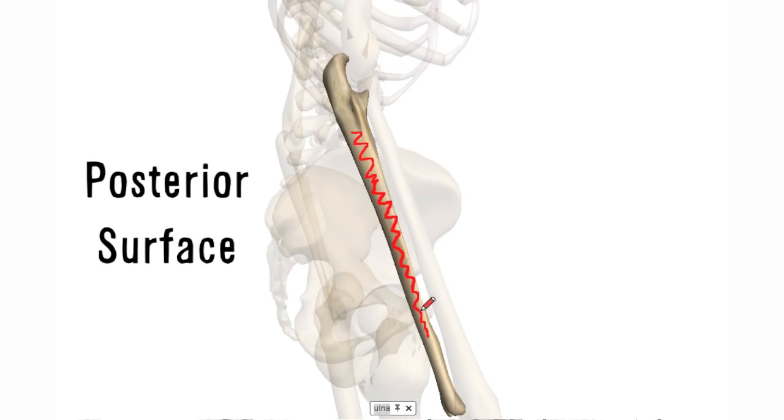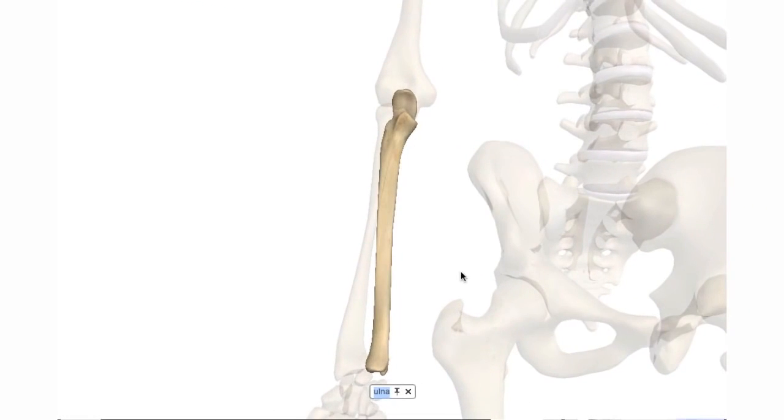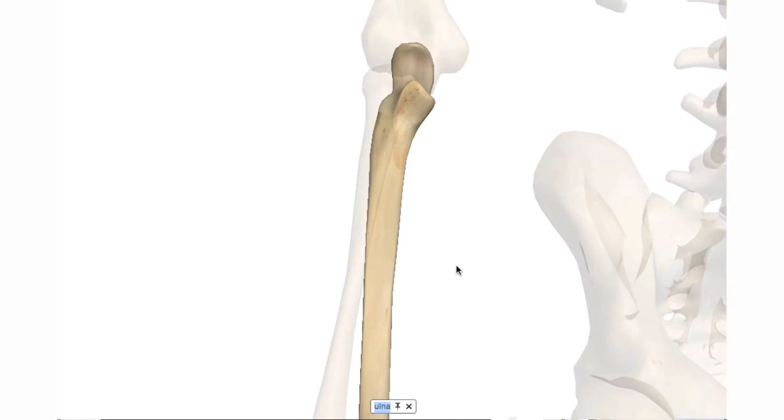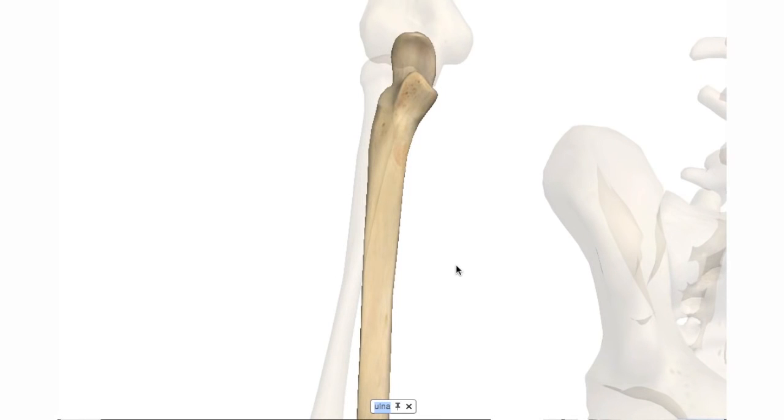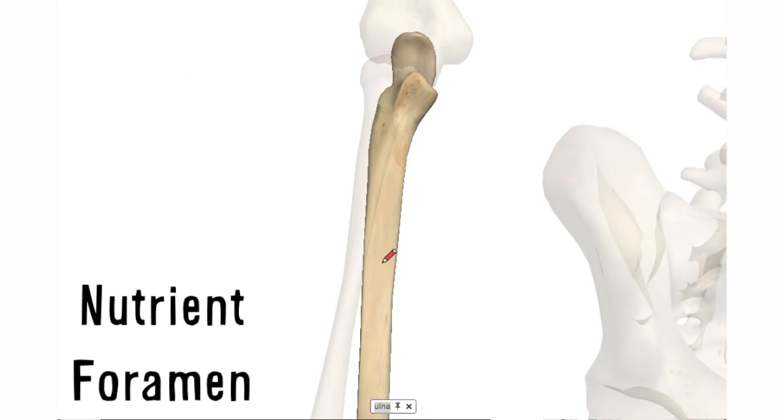So we're still on the shaft of the ulna, and I didn't want to miss an important structure that is known as the nutrient foramen. And it should be found somewhere around here on the anterior surface, right about the middle of the anterior surface.